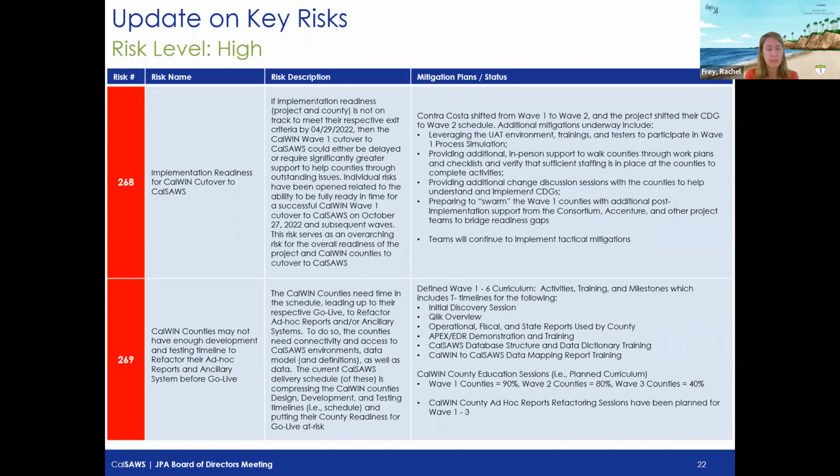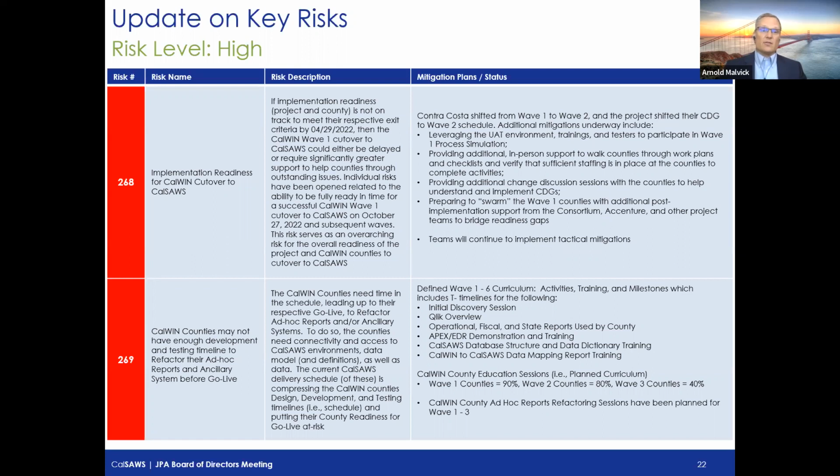Arnold, 269. Yes, so 269 is in regards to having the Calwin counties have appropriate time to refactor their ad hoc reports and ancillary system before go live. So again, for the wave 1 counties, we believe that we are in a green status there, in the fact that we have gone through quite a bit of meetings with the 2 counties and have mapped the core CalSAWS reports to what's currently produced, as well as have gone through the options of the data lake, the ad hoc through Apex and EDR, as well as the CalSAWS database structure and data dictionary training.